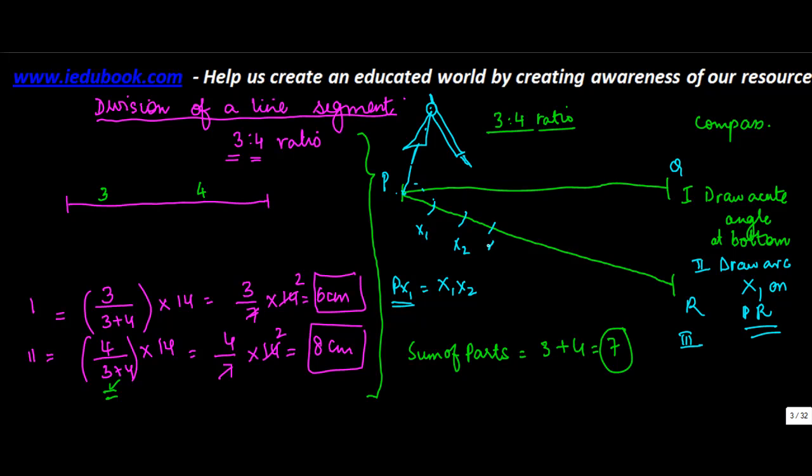Similarly, just keep on moving forward. So you draw x3, x4, x5, x6, x7. Stop here. Why did I stop at 7? Because the sum of parts was 7 over here. So I draw these x's in such a manner that I get 7 arcs, right? Now this ratio 3:4 is normally referred to as m:n. Now what you do as steps, join Qx7.